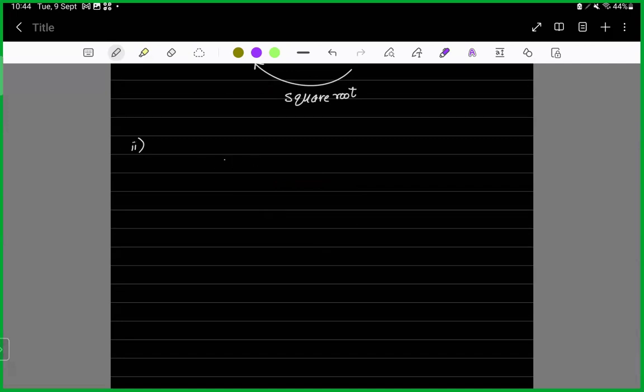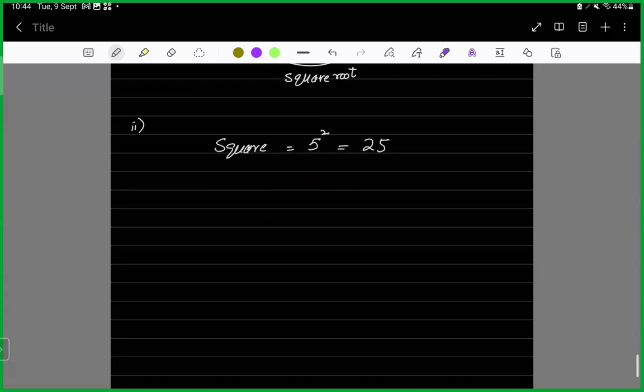If I say calculate the square of 5, what is the square of 5? It's 25. Because 5 times 5 equals 25. Very good. So if you have to calculate the square root of 25, what will be the square root of 25? It's 5. Very good.